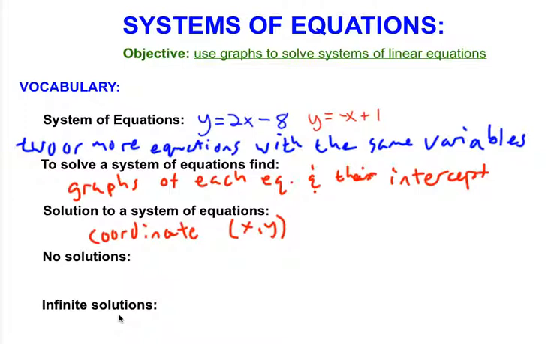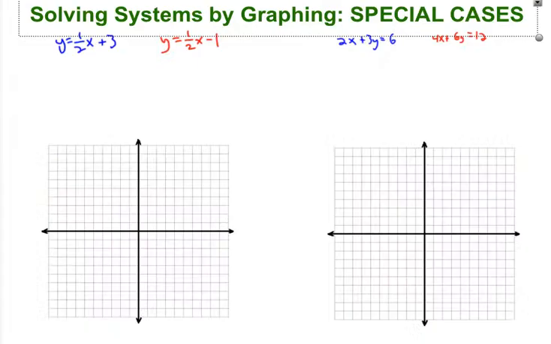Well, first it's good to review what a system of equations is. It is two or more equations. Remember, we could have more than two. In our case, we have two with the same variables, x and y. And the hope is that we would be able to solve these systems of linear equations by graphing. We graphed, we found their intersection, which is a coordinate, and we plugged that back in to check. Well, let's talk about some special cases that you may run into while solving systems of equations.